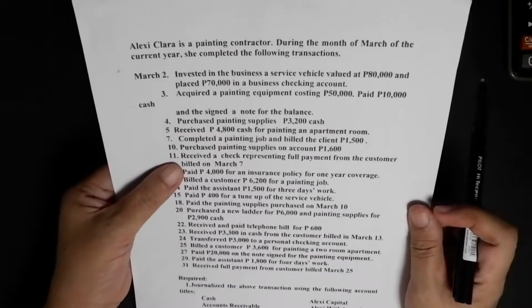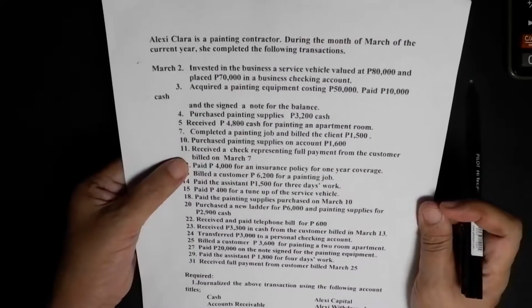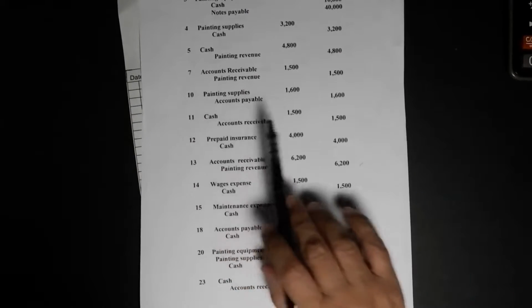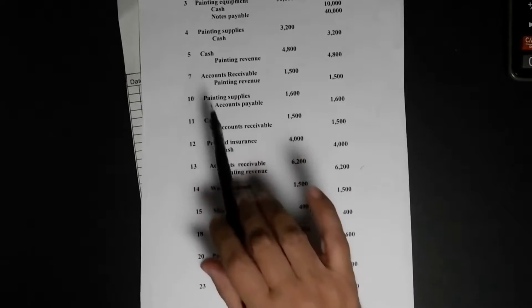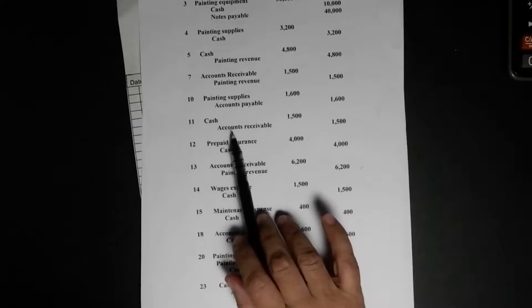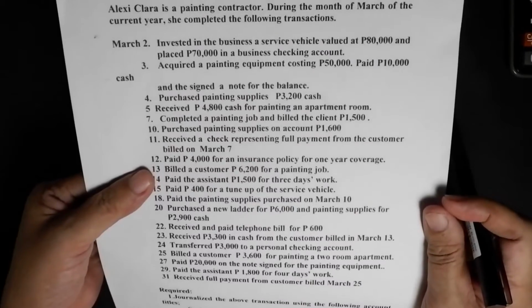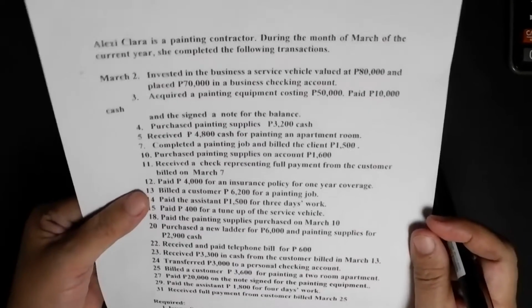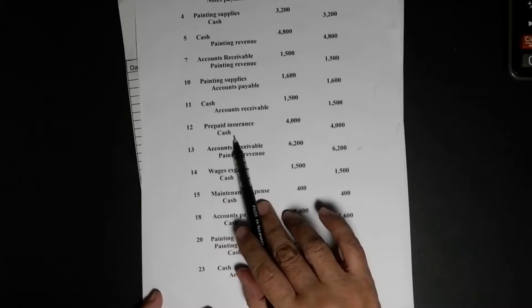Next, March 11, received a check representing full payment from the customer billed on March 7. So debit cash 1,500 and credit accounts receivable 1,500. Then we have March 12, paid 4,000 for an insurance policy for one year coverage. So that is debit prepaid insurance and credit cash 4,000.